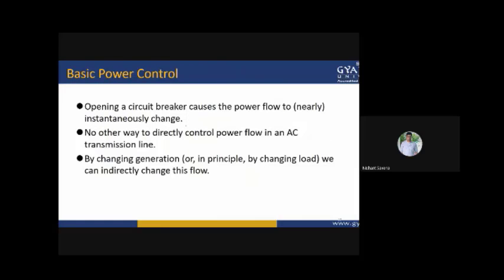Now the basic power flow control states that opening a circuit breaker causes the power flow to change instantaneously. When you open the power circuit breaker, it immediately changes the power flow directions and interrupts the power flow. So there is no other way to directly control the power flow in an AC transmission system, and by changing the generation, we can directly change this flow. Okay.